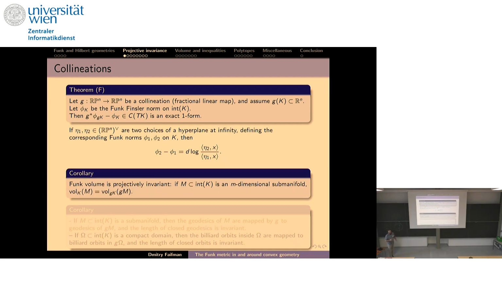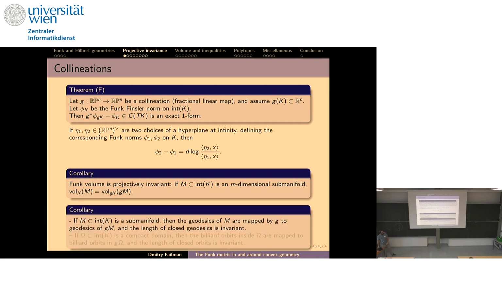Okay, this immediately has some corollaries. For one, the Funk volume is projectively invariant. You don't even need to know that this form is exact. It's enough to know it's a one form, because an addition of a one form is the same as translating the cotangent unit ball. It doesn't change the Holmes-Thompson volume. But it's an exact form, so you also have those two corollaries.